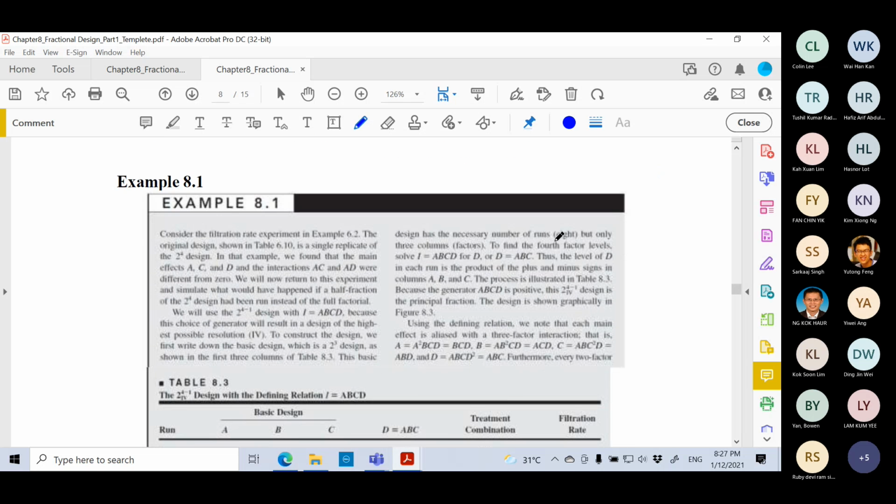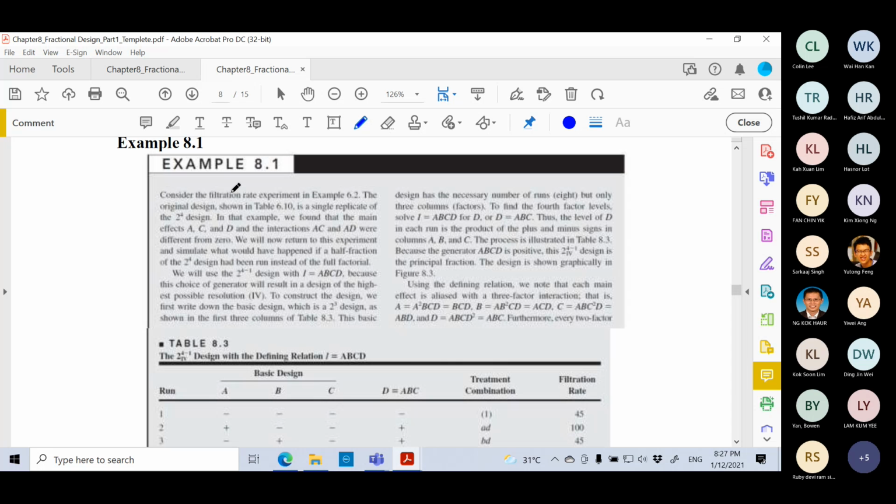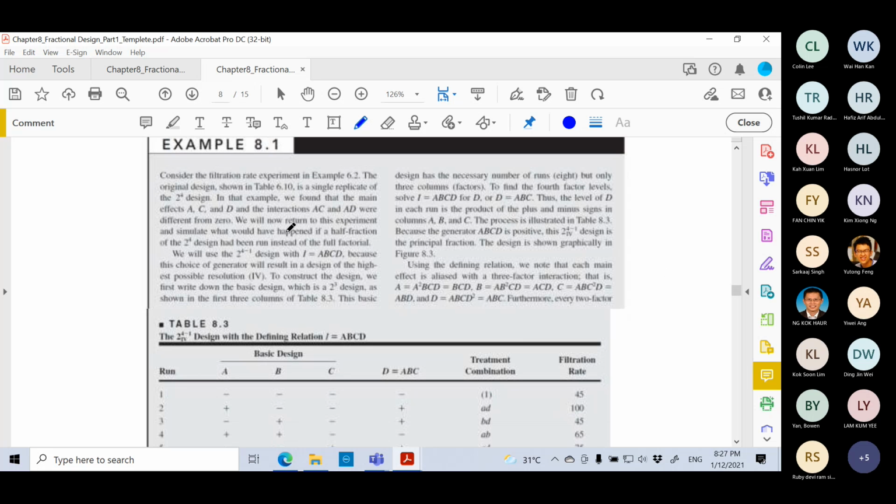The following one is this one. Of course, I don't want to read it out. I think you have the book here. So this is just an example. If you want the details, you can read it out. I will just do the summary for you all.